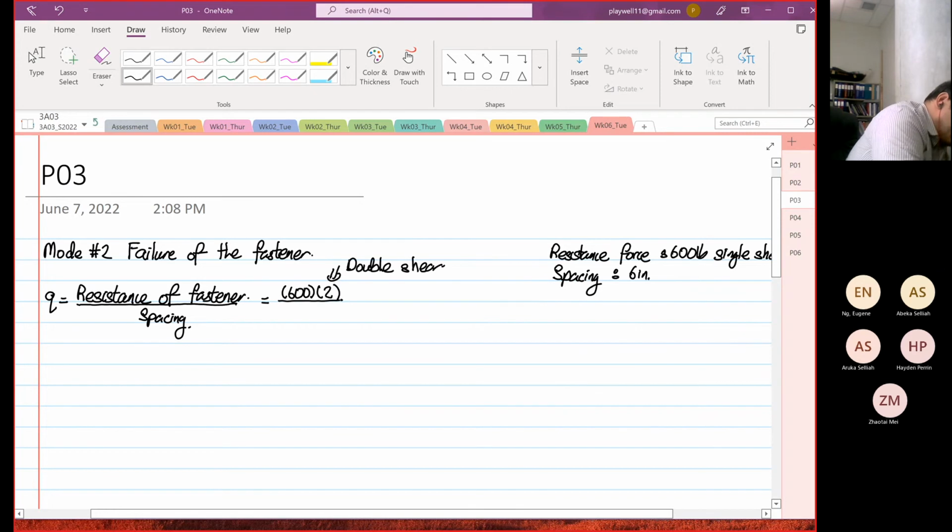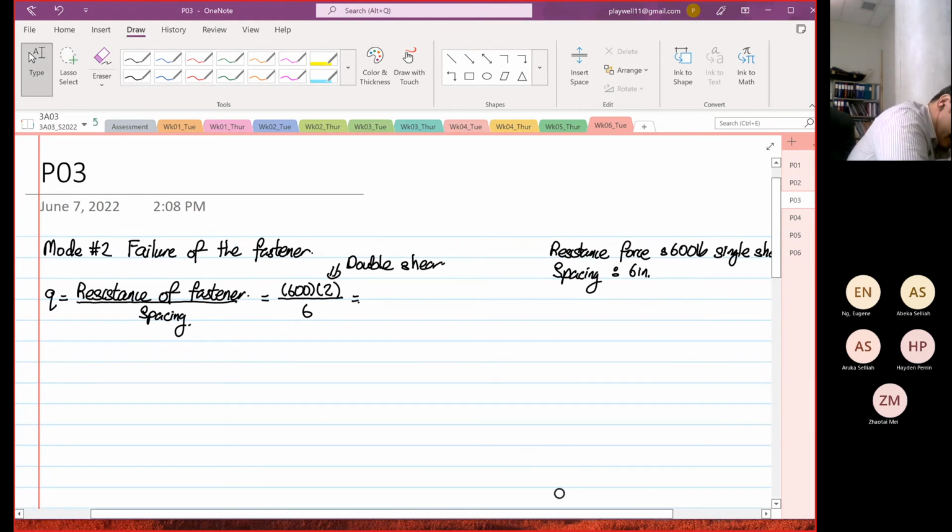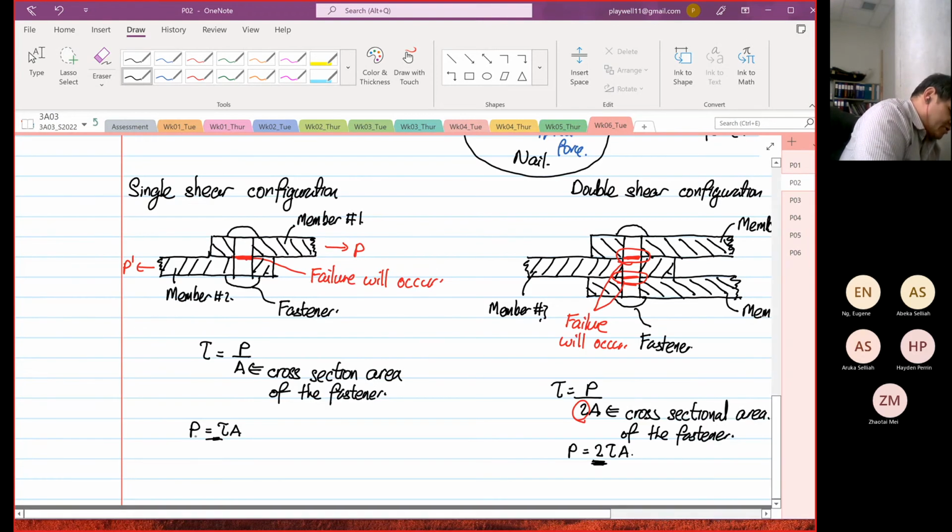And then divide by the spacing of 6 inches. So this is equal to 200 pound per inch. Makes sense, right? Because over here, if it's single shear, it is P over 2A. Double shear is P equal to tau multiplied by A, right? So we realize that the resistance force, the P over here, is twice. So that's what you have to know about double shear configuration.